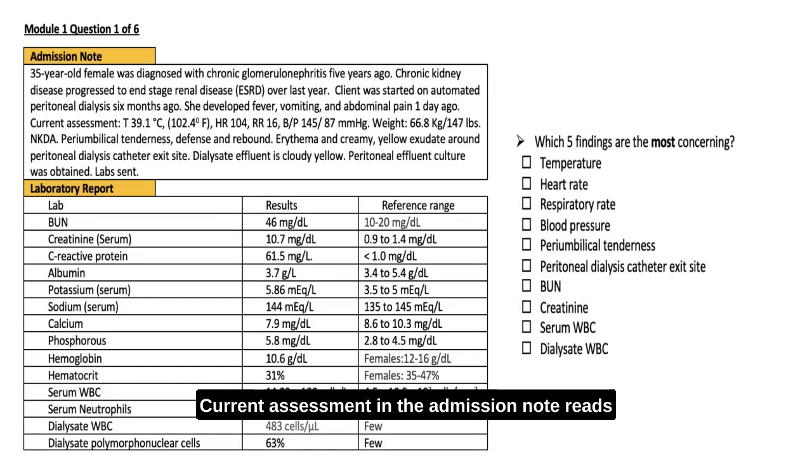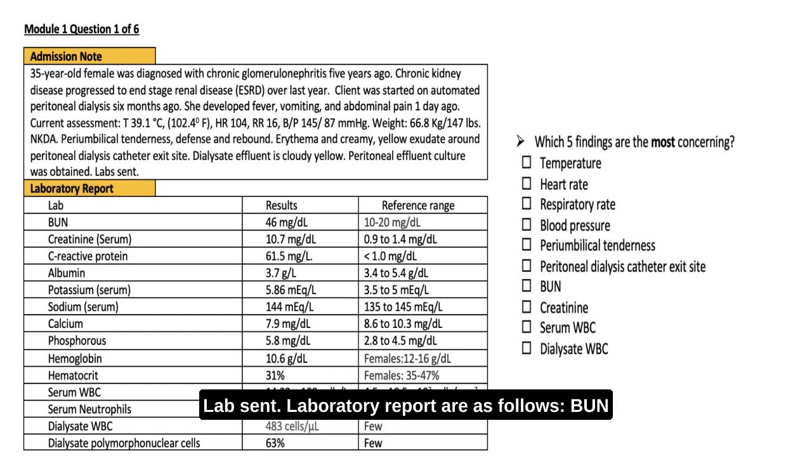Current assessment in the admission note reads: temperature 39.1 Celsius, 102.4 Fahrenheit, heart rate 104, respiratory rate 16, blood pressure 145/87. Weight, 66.8 kg or 147 pounds. No known drug allergies. Periumbilical tenderness, defense and rebound. Erythema and creamy, yellow exudate around peritoneal dialysis catheter exit site. Dialysate effluent is cloudy yellow. Peritoneal effluent culture was obtained.